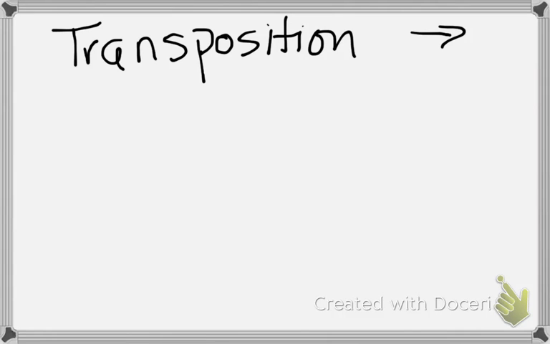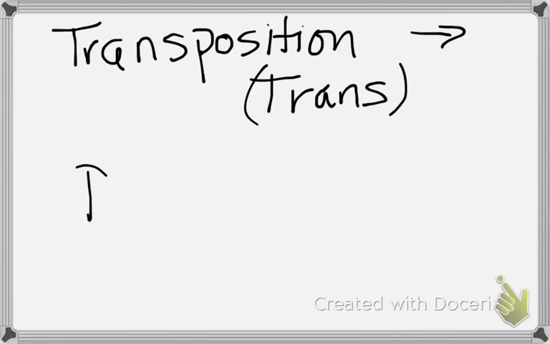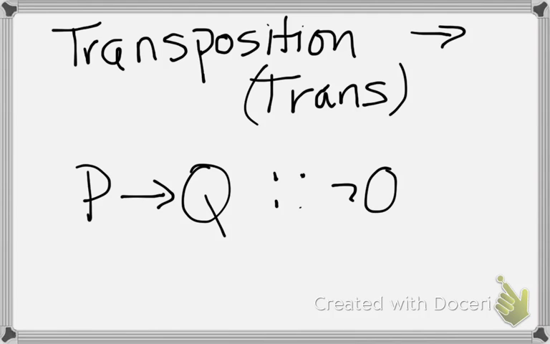This lecture will explain the rule of transposition for the conditional. This is also sometimes called the rule of contraposition, but our text calls it transposition, so that's what we'll call it too. It's going to be abbreviated as trans. The way the rule works is this. If you have the formula P arrow Q, that's equivalent to the formula not Q arrow not P.